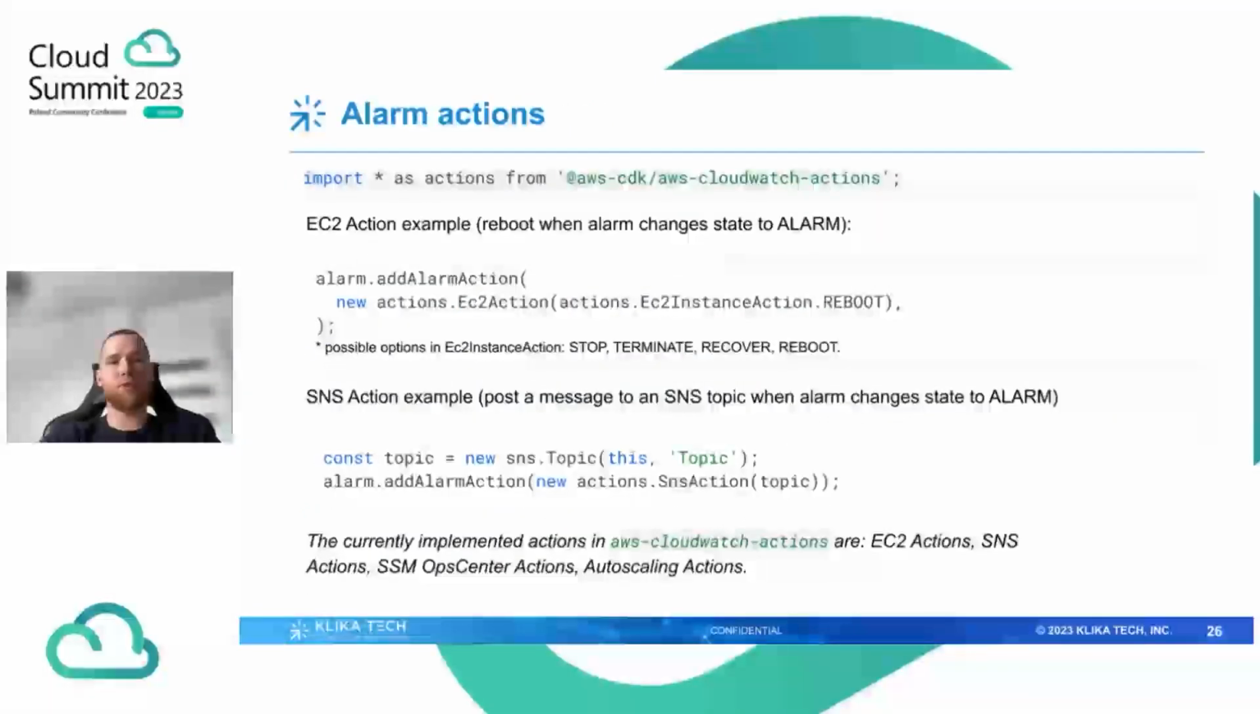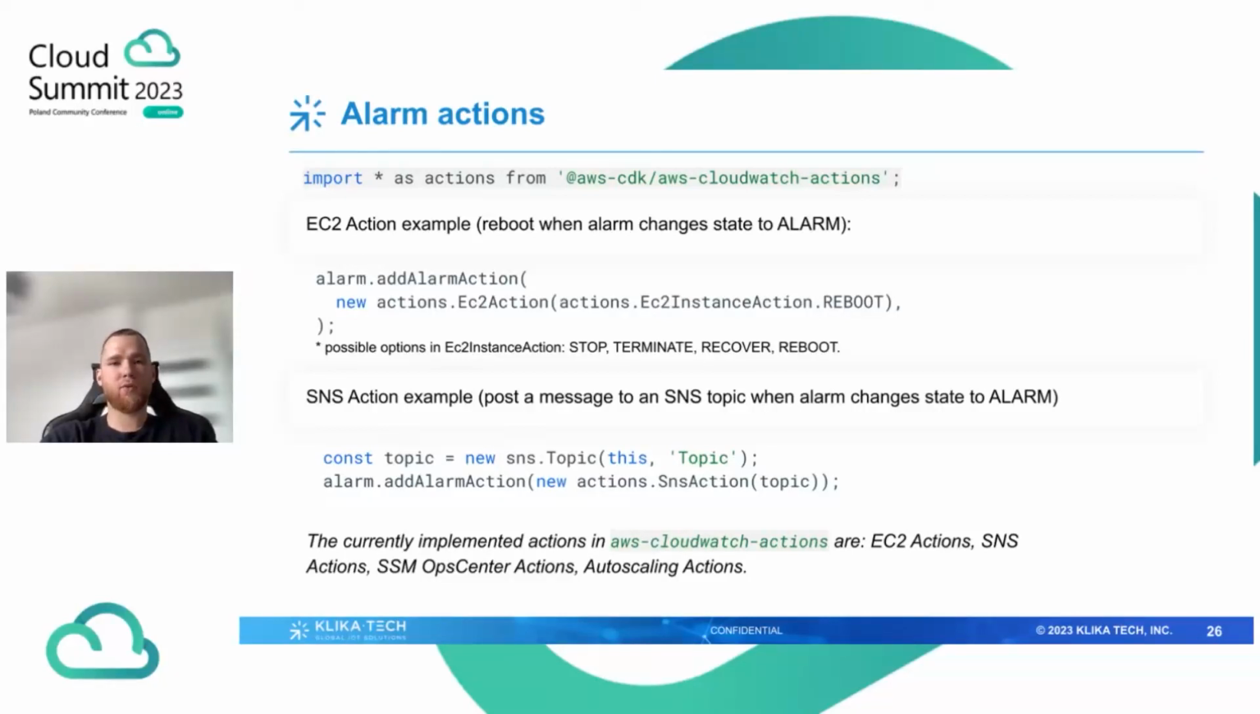When an alarm is triggered, it can perform one or more actions in response to the alarm state change. These actions can include sending notifications to users, triggering automated processes, or making changes to AWS resources. To add actions to an alarm, we have to use the AWS CloudWatch Actions package from the CDK library. In the first example, we consider the EC2 action, which helps us to reboot our instance. By adding the EC2 action, whenever the alarm enters the in-alarm state, it will trigger the specified command.